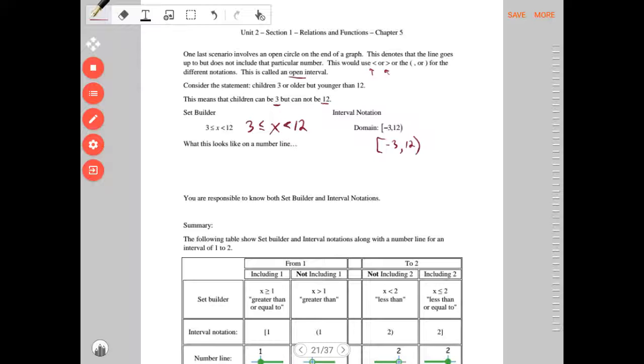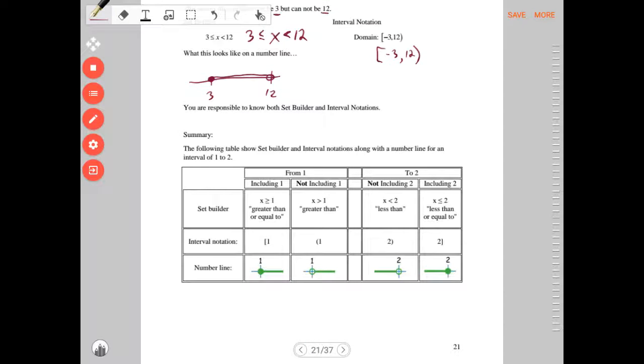So what does this look like on a number line? From 3 to 12, 3 is here. Let's put 12 there. I have a closed dot saying that I can equal 3, but we put an open circle around the 12. That means you can get up to 12, but not include 12. So that's what that looks like.